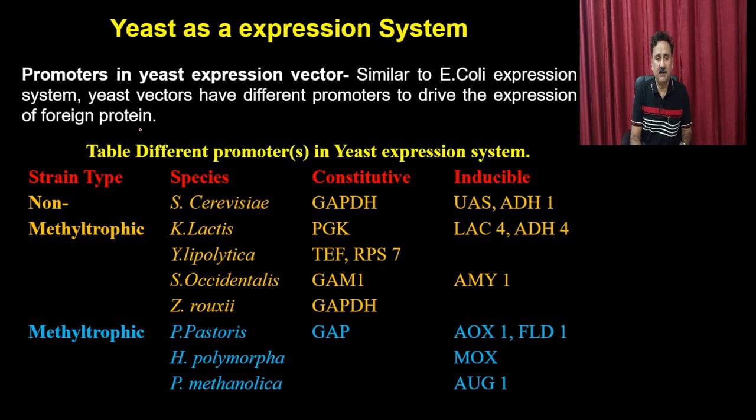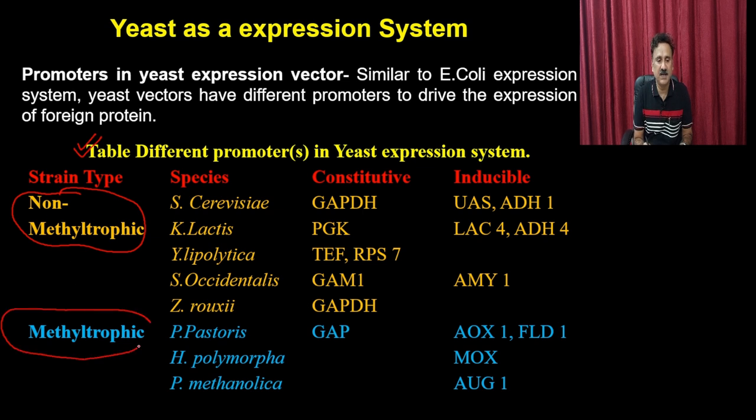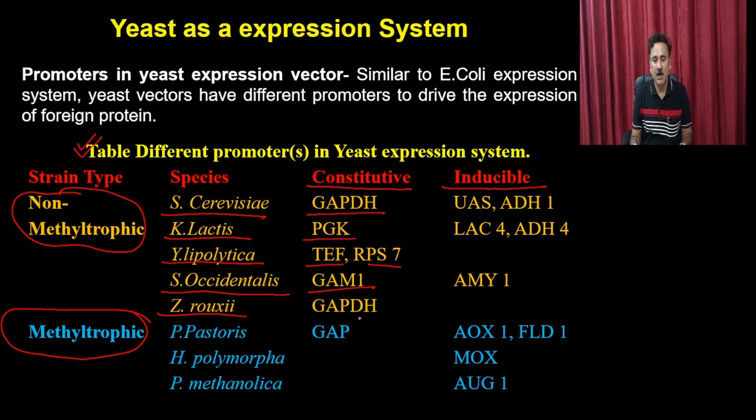So, these are some of the expression systems present in yeast. You have the non-methylotrophic yeast strains and you can have the methylotrophic yeast strains. Within the non-methylotrophic, you have S. cerevisiae, K. lactis, Y. lipolytica, S. occidentalis or Z. rouxii. Within that, you can have the constitutive promoters or the inducible system. Within the constitutive promoters, you can have GAPDH, PGK, TEF, RPS, GAM1 or GAPDH. Whereas in the inducible system, you can have the GAL system, ADH1, LAC4, ADH4 and AMY1.